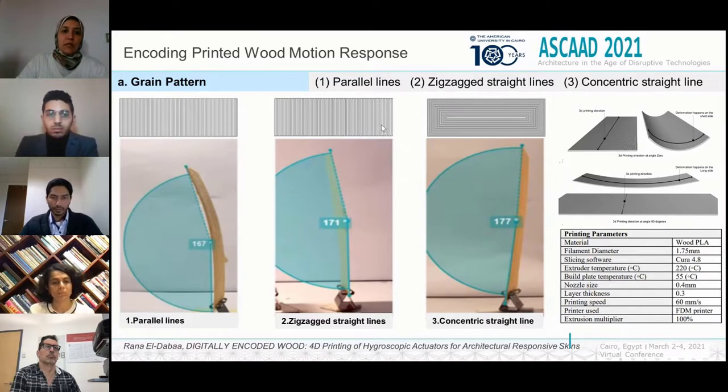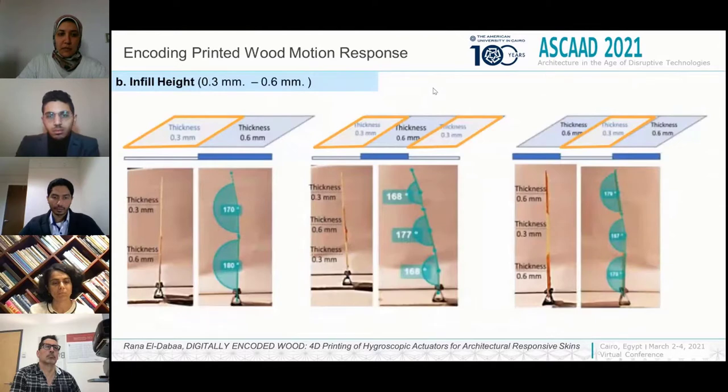The infill heights we tested were 0.3 millimeters and 0.6 millimeters with different design configurations. The infill height of 0.3 shows the ability to have a main hinge position, while the 0.6 thickness shows a slight difference in actuation, or an almost flat surface. This showed that 4D printing of wood has the ability to have different thicknesses, resembled in the infill heights, in the same sample, instead of having, as in natural wood samples, only one thickness of wood.